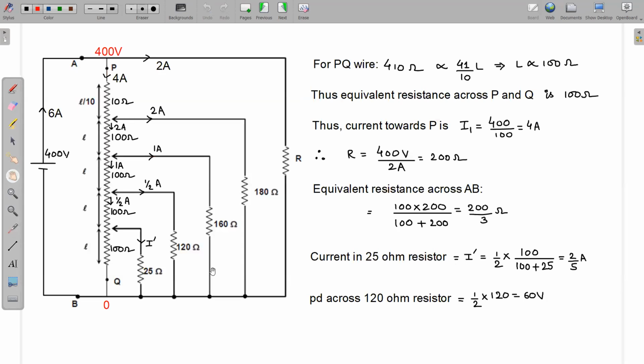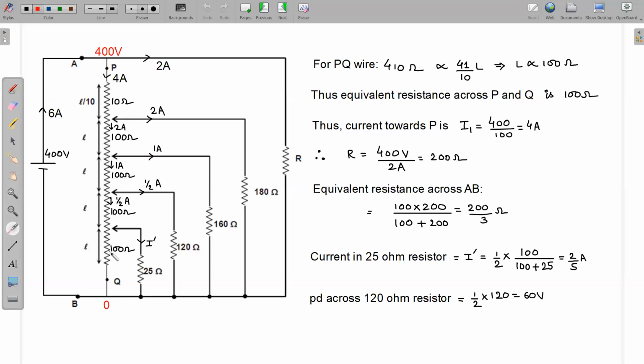Now, since this wire PQ is a uniform wire, the total resistance of this PQ wire will be proportional to the total length of this wire. The resistance is 410 ohms for this wire PQ. And the total length of this wire, you can see over here, this length is L, L, L, and L. So 4L plus L by 10, so total length is 41L by 10. So the length L for this wire corresponds to 100 ohm resistance. The first part, of length L by 10, has a resistance of 10 ohms, and the remaining four portions are of equal length L, so they will have a resistance of 100 ohm each.